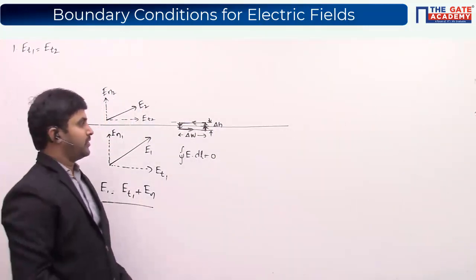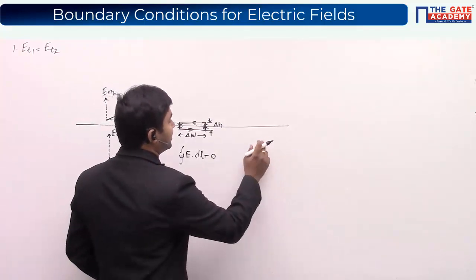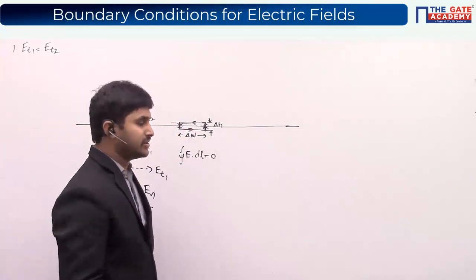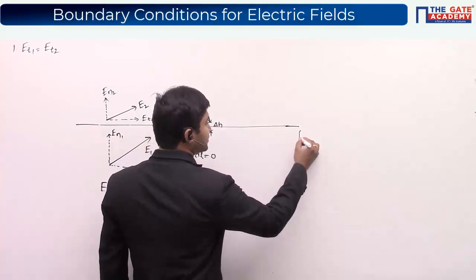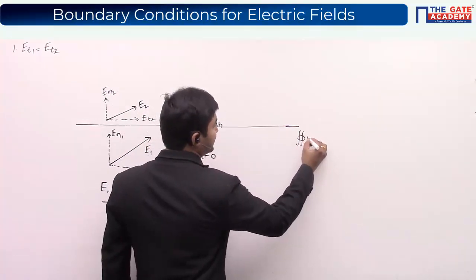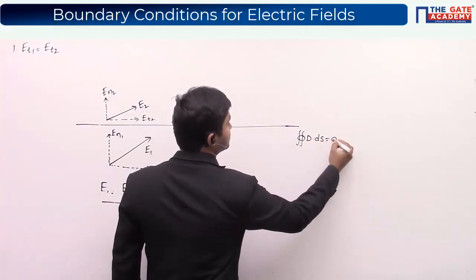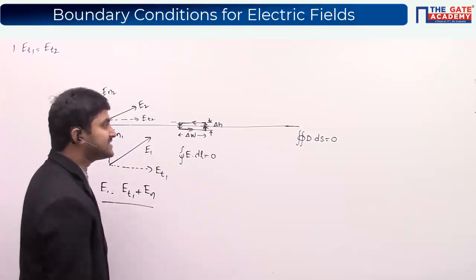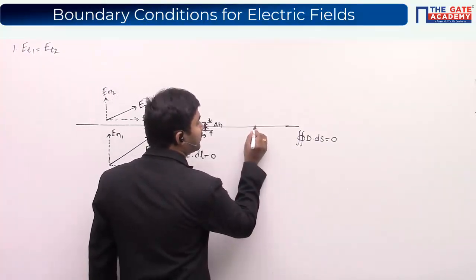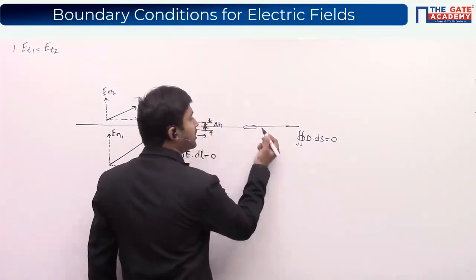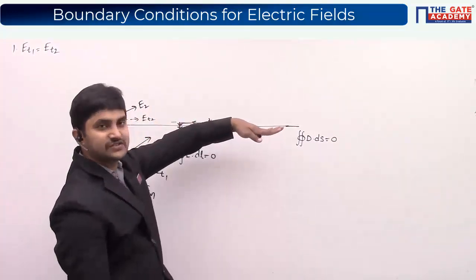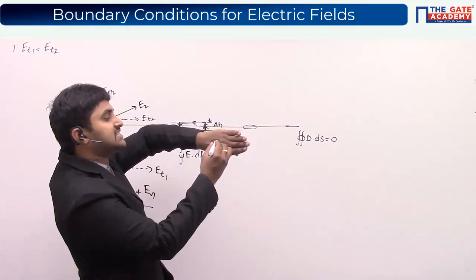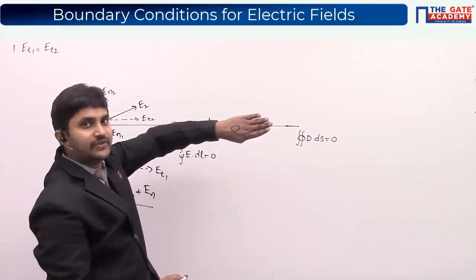Right, so now we have to have the other boundary condition, and we will be having the next boundary condition again using Maxwell's equation, which is the first Maxwell's equation. So what is the first Maxwell's equation? The closed surface integral of D dot ds is equal to 0. Now to apply this, I will be considering a very small part of the interface. The interface is like this, and I would be considering a very small part of the interface like this, okay?